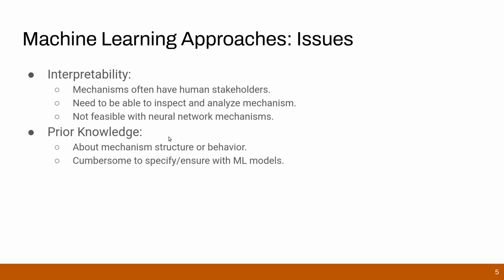The second is that we would like to be able to utilize prior knowledge as much as possible about what the structure or behavior of the mechanism should be. With ML models, it is not easy to specify such prior knowledge or to ensure that the mechanism is consistent with it.